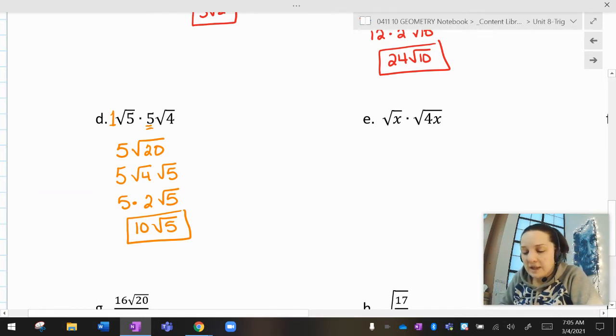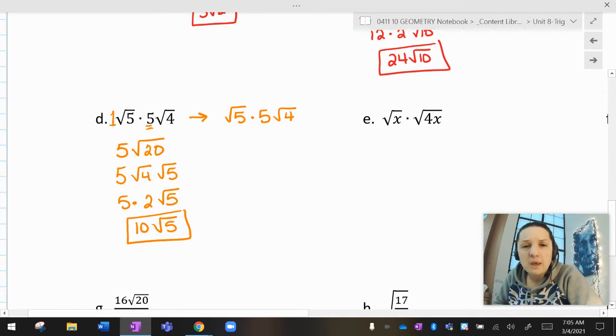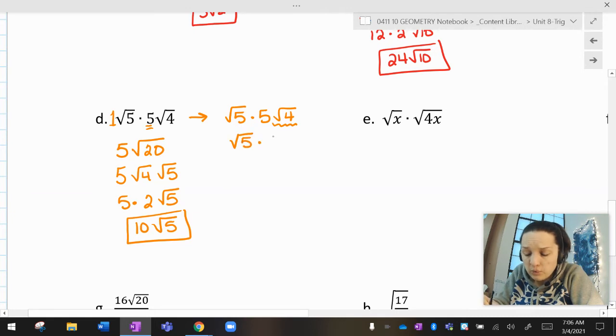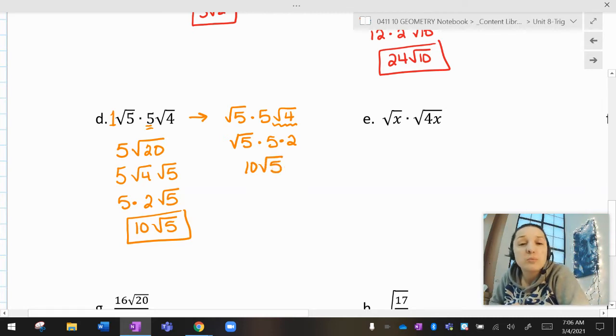Now, I don't know if anybody's thinking it, but you may have thought, wait a second, Mrs. Weber, isn't there a better way to do that? And the answer is yeah, I would say a better way to do that. When I look at that, I realize, wait a second, if I don't rush to multiply, I realize that the square root of 4 is a nice number. So I could just change this immediately into root 5 times 5 times 2, which is 10 root 5, and not have to ever multiply the radicands together because this opening radicand was a good one.